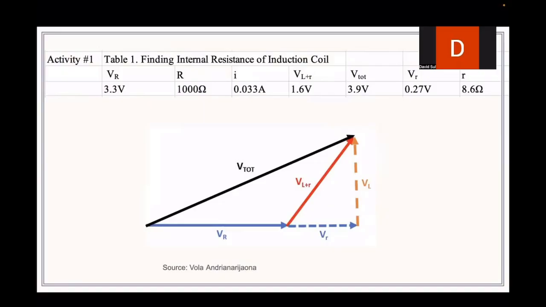We calculated the internal resistance using this diagram, and this diagram works because in theory, we know that the voltage of the inductor is 90 degrees ahead of the current, while the voltage of the resistor is in line with the current. Through measuring the voltage of the total circuit, the voltage of the inductor, and the voltage of the resistor, we found the voltage of the internal resistance to be 0.27 volts. And utilizing V equals IR, we found the internal resistance is about 8.6 ohms.